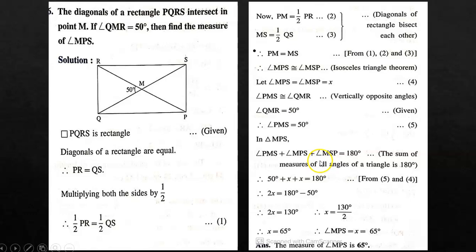And I know all these angles. See, both these angles are x degrees and this angle is 50 degrees. So 50 plus x plus x is equal to 180 degrees from statements 5 and 4. So x plus x is 2x. 2x is equal to, I take this 50 on the other side, I get 180 minus 50. 2x is equal to 130. X is equal to 130 upon 2. X is 65 degrees. So therefore I get angle MPS. This was x. So MPS is also 65 degrees.